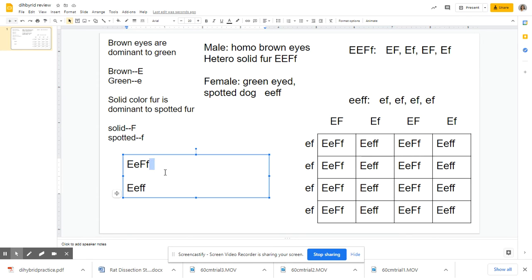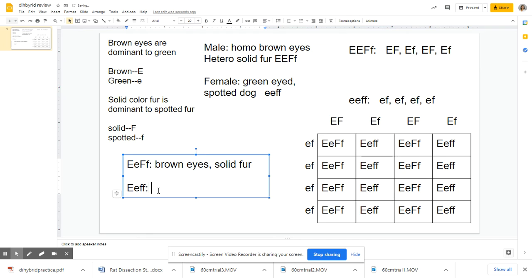Okay, so according to this genotype here, the heterozygous for eye color means that it's going to have brown eyes. Can't spell brown. And heterozygous for fur means it's going to have solid fur. And it appears we see that trait several times on here. We're going to talk a little bit more about the ratio in just a minute.